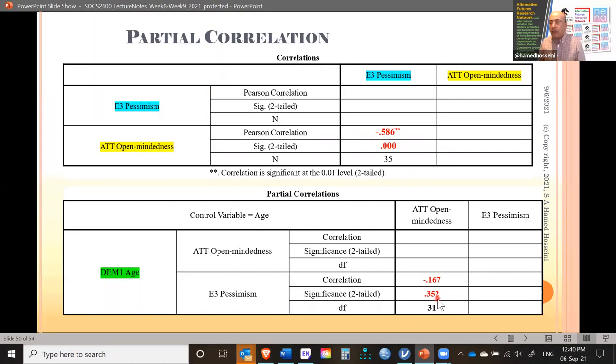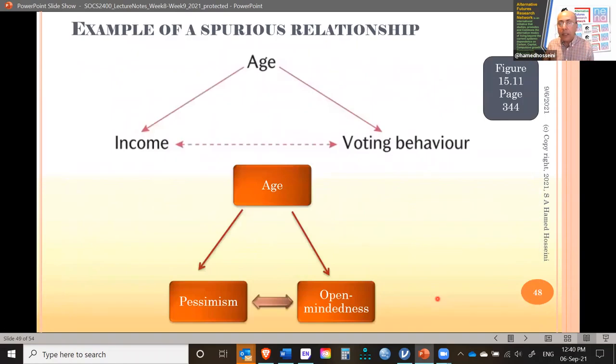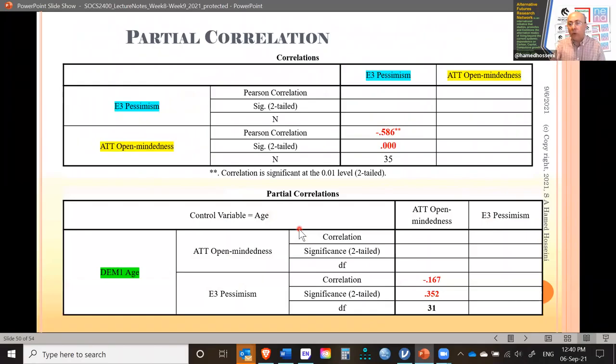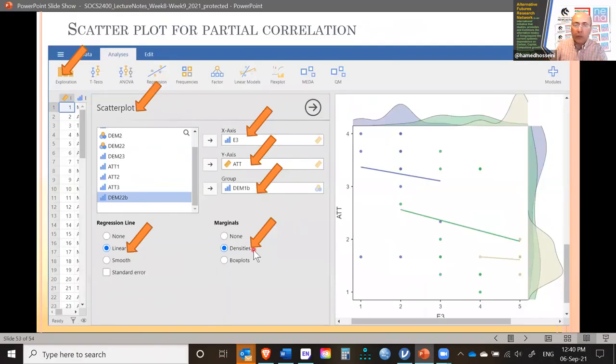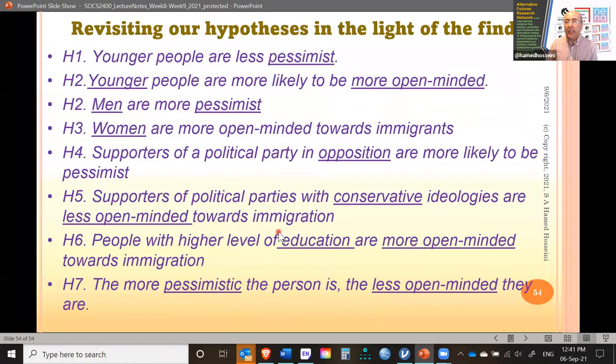So that means the relationship between pessimism and open-mindedness is not significant and is not as strong when you keep the age constant. And that means that it's the age, go back up here, it's the age that was making people pessimistic, and it was the age that at the same time was making people less open-minded. And that's why we saw that relationship between the two. It was actually age behind the scenes. So this is called multivariate analysis. I'm not asking you guys to do that, but if anyone is extra interested, you can do that here, and you can even see the scatter plots and things like that. That's for those who are extra interested.